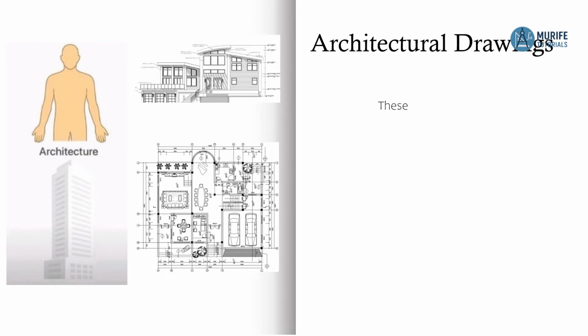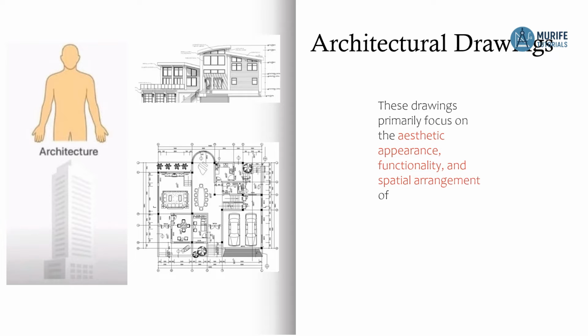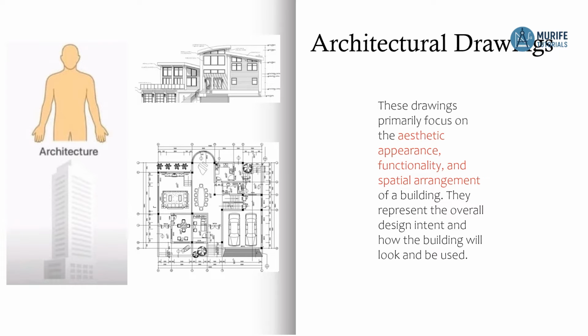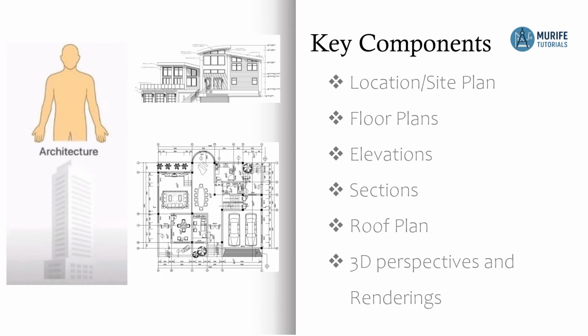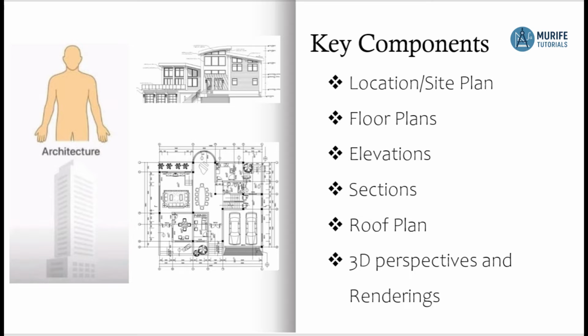Architectural drawings. These drawings primarily focus on the aesthetic appearance, functionality, and spatial arrangement of a building. They represent the overall design intent and how the building will look and be used. Key components of architectural drawing include location/site plan, floor plans, elevations, sections, roof plan.